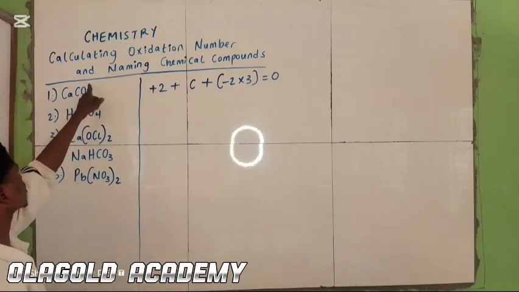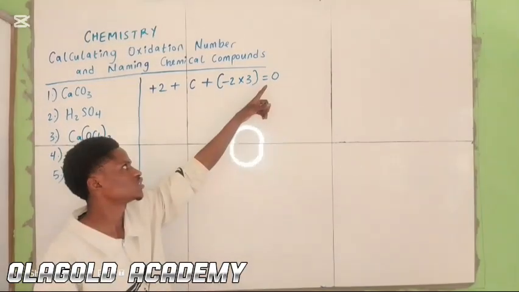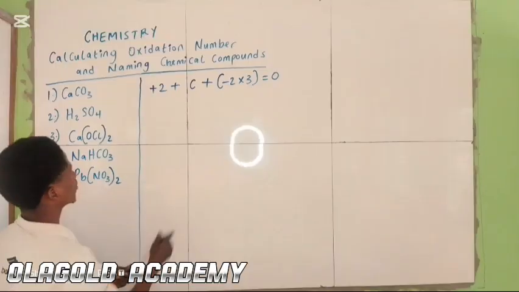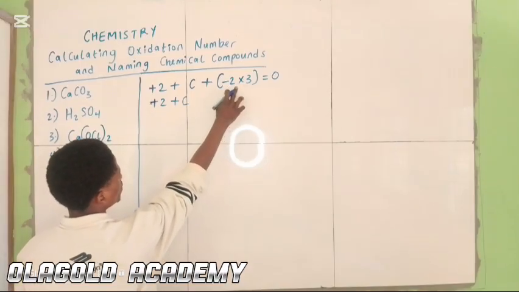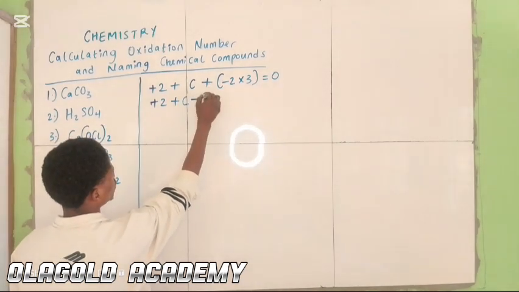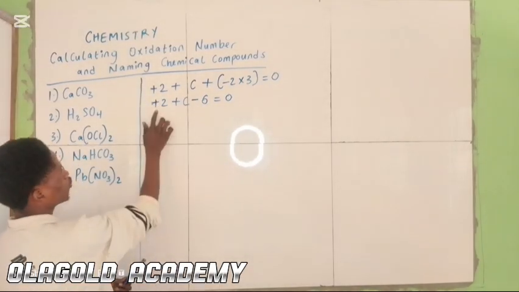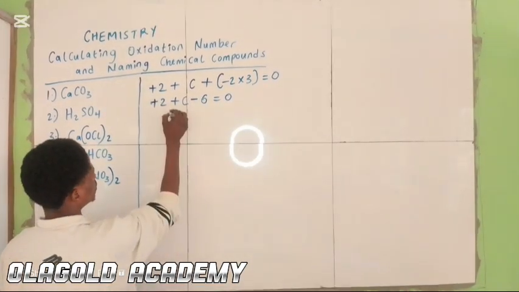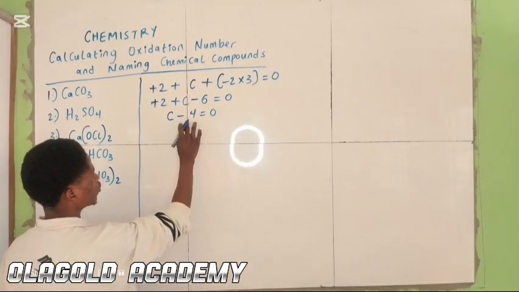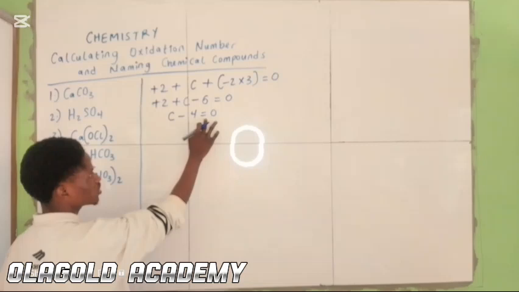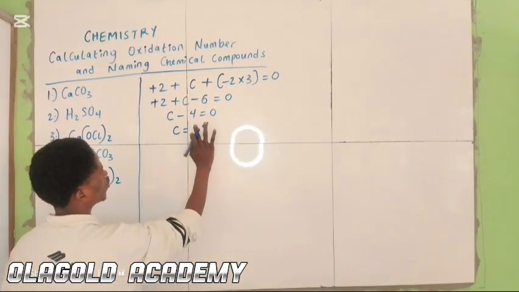Assuming this compound here carries charge, I would have made the equal to be the number of the charge that it carries. But in this case, it does not carry any charge. Let's proceed. +2 plus carbon, -2 times 3 will give me -6. So I have +2 minus 6 give me -4. So I have C -4 equal to 0. Next thing, collect like terms. My -4 comes to this side, crosses the equal to sign to become +4. So we have carbon equal to +4, or let me say ordinary 4.